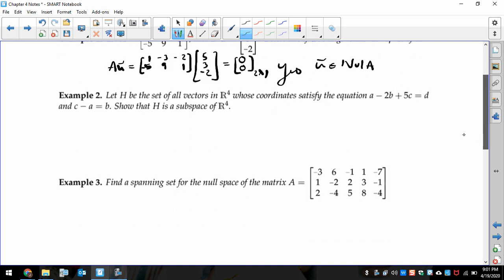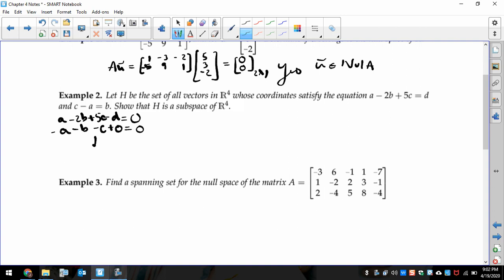Next one. H is the set of all vectors of R4 whose coordinates satisfy this equation, and this equation. So it satisfies both of these equations simultaneously. Show that H is a subspace of R4. This is going to take a little bit of cleverness. So let's say A minus 2B plus 5C equals D; we'll subtract the D over, and let's order these: minus A, minus B, minus C, and then 0 D's, so plus 0 D's equals 0. I just moved the elements to the other side of the equation.